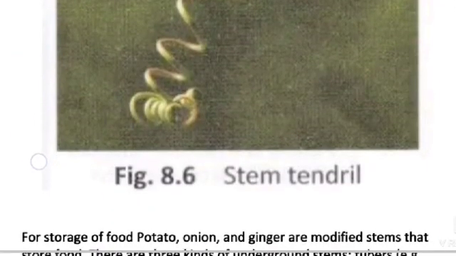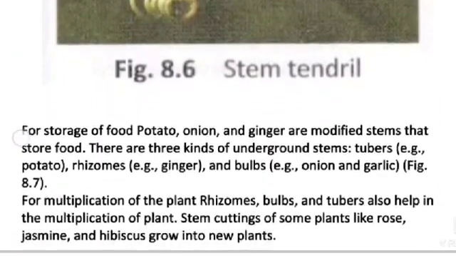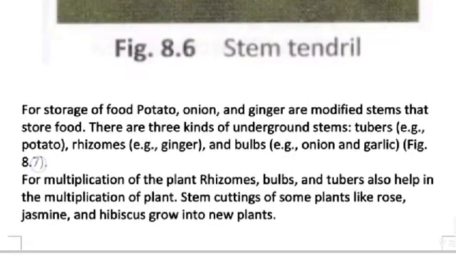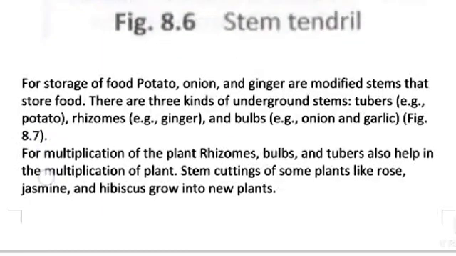For storage of food, potato, onion, and ginger are modified stems that store food. There are three kinds of underground stems: tubers, rhizomes, and bulbs.